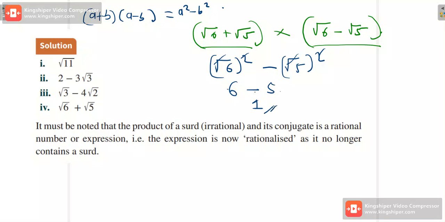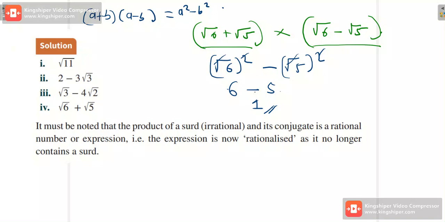Now we know that 1 is a natural number. It is also a rational number. So what has happened here? By multiplying a surd by its conjugate, we have rationalized the surd. So now the surd has become a rational number just by multiplying it by its conjugate.